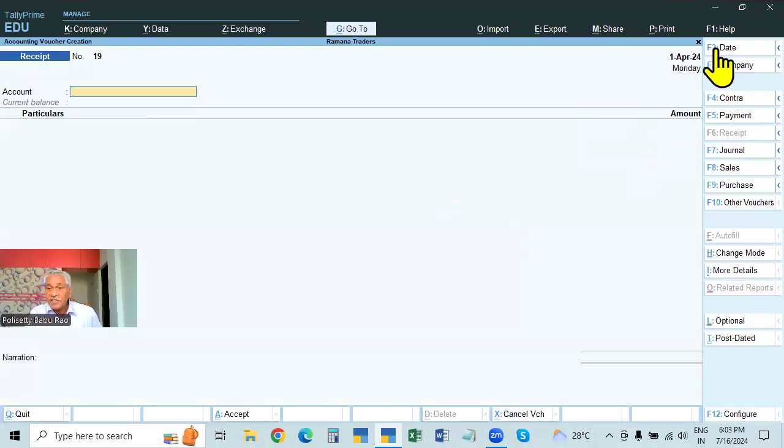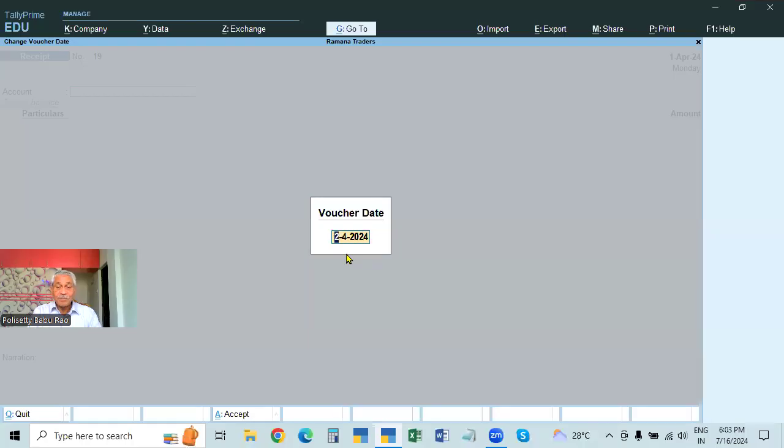For changing that, see here, you click on the date, and automatically it will go to the next day. So next day is 2nd. If you don't want the 2nd, and want some other day, you have to enter it. Otherwise, it automatically goes to the next day. For example, if the 2nd is a holiday, you have to take the 3rd or 4th.